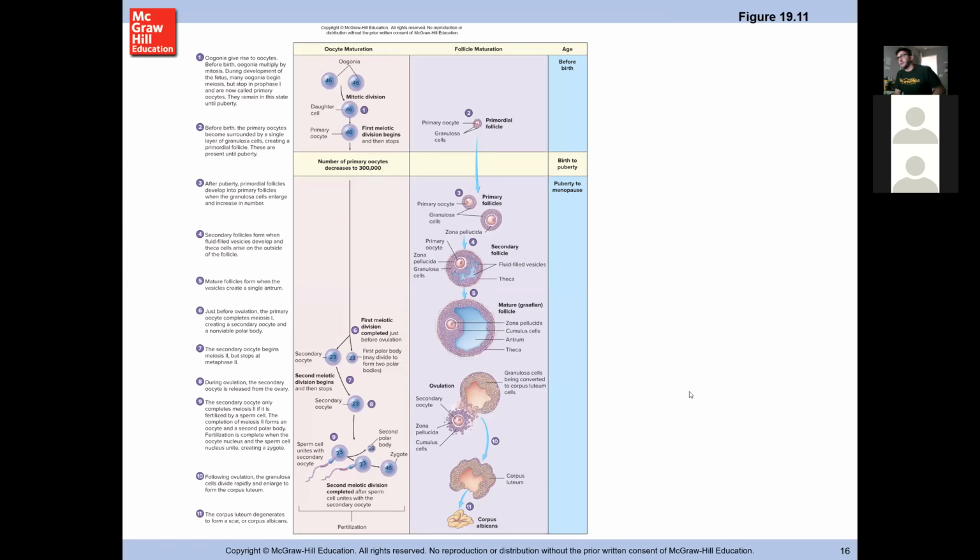Okay, so here we have what's happening in terms of the oocyte maturation and then in terms of the follicle maturation. So the oocyte itself is contained within the follicle, right? So just to wrap our heads around this, what ends up happening during an ovulation event to prepare for that is the menstrual cycle.